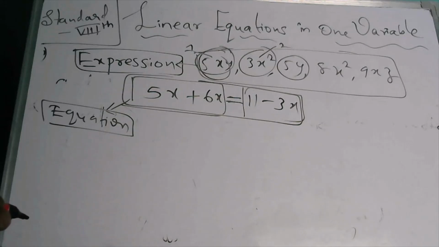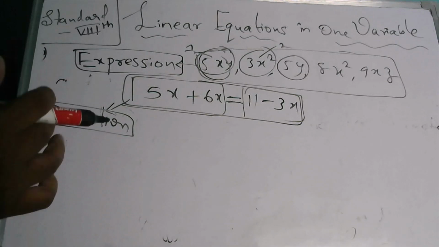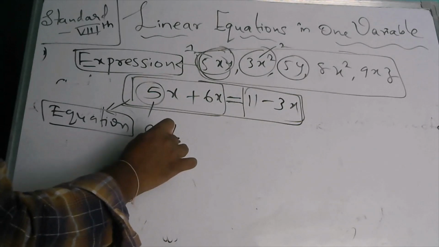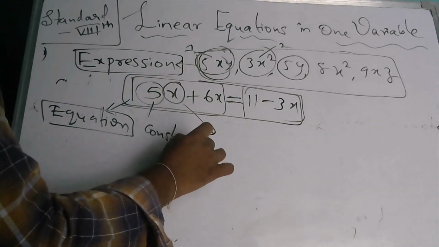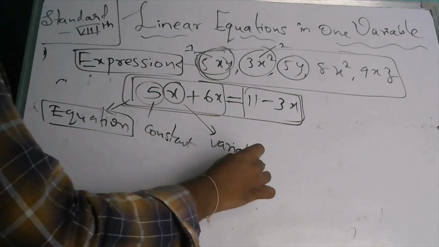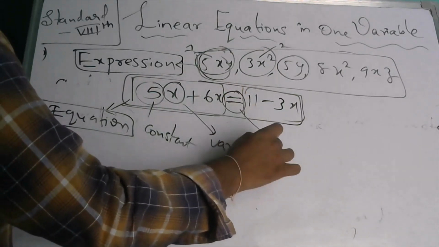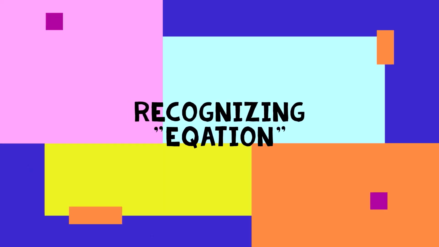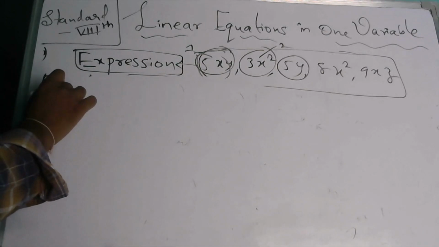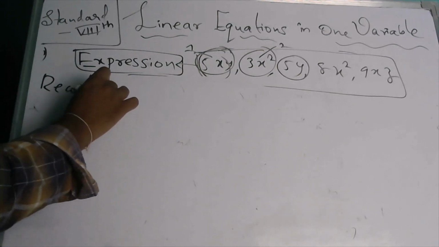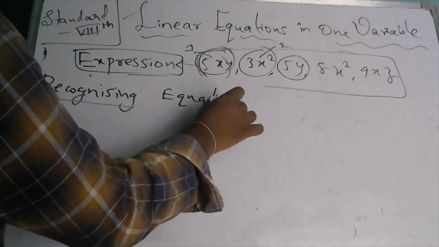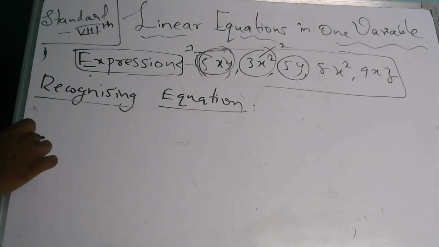Right? In an equation, what do you find? Basically you find one is constant. Here 5 is constant. One is variable, and this is the equality sign. Equation, something like this.